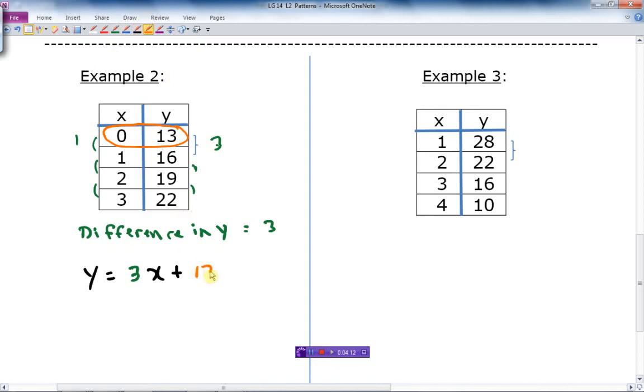Let's just check that out here. Put 0 in for x, so 0 times 3 is 0, plus 13 is 13. Good. And each of those you plug in the x value of 1, 2, 3. 3 times 3 is 9, plus 13 is 22. It all works out and gives us the y value. So that's the equation that gives us those numbers and also the straight line. Let's do the third and last example here.